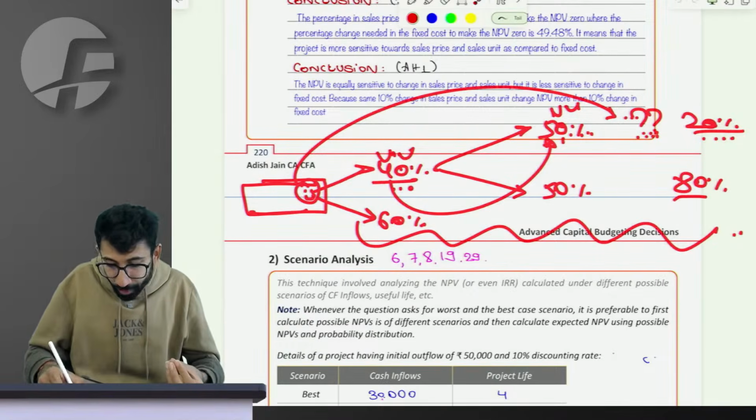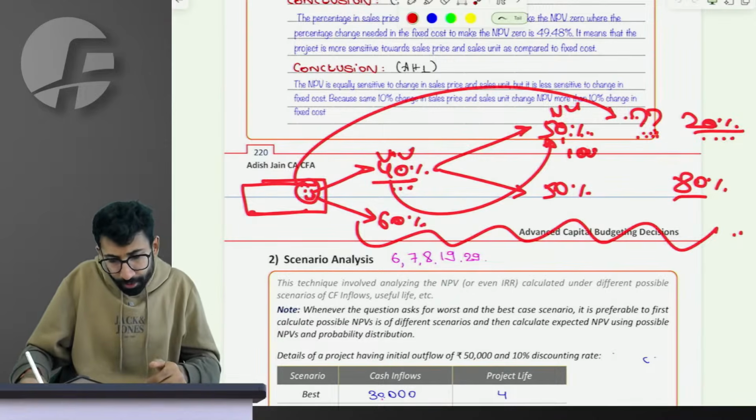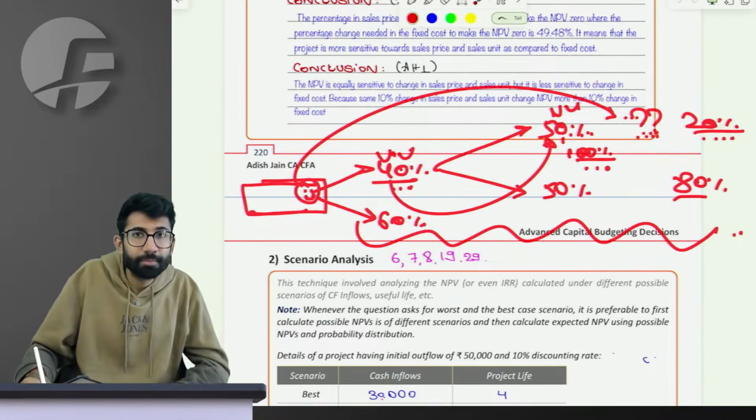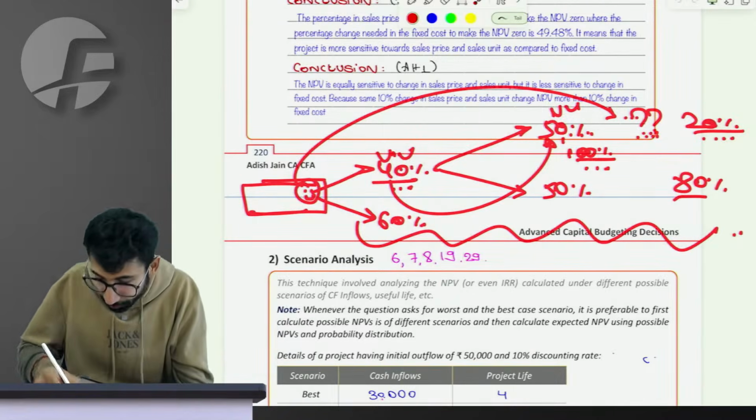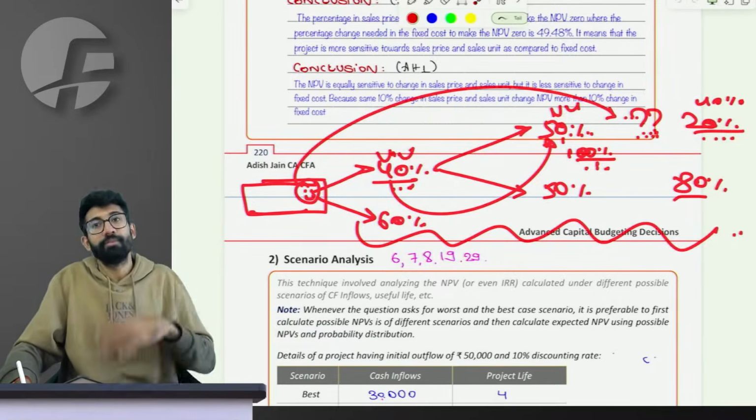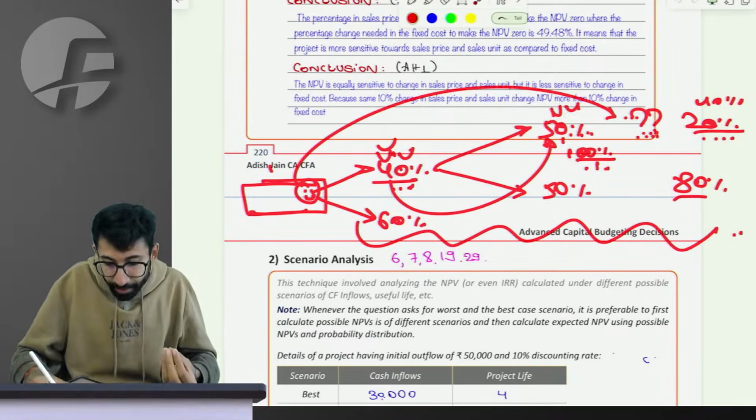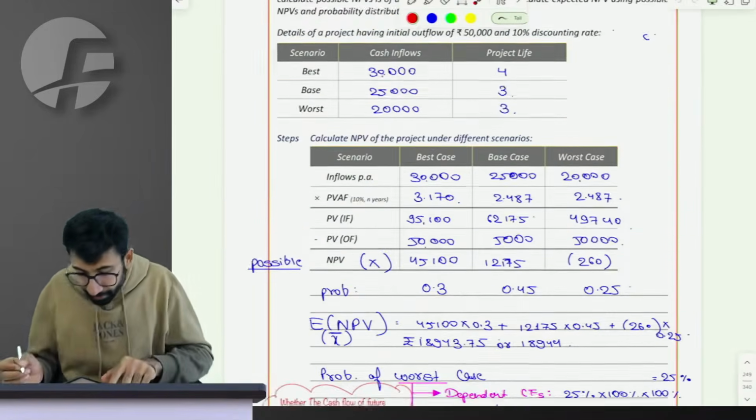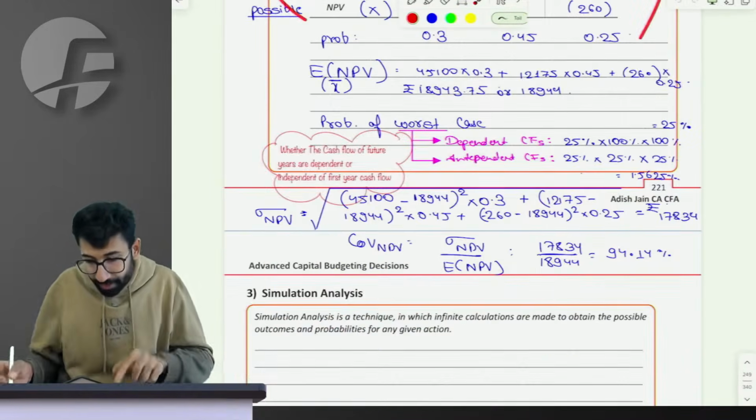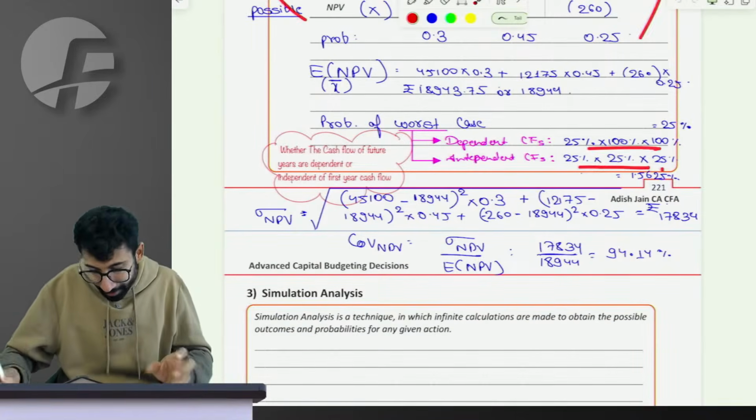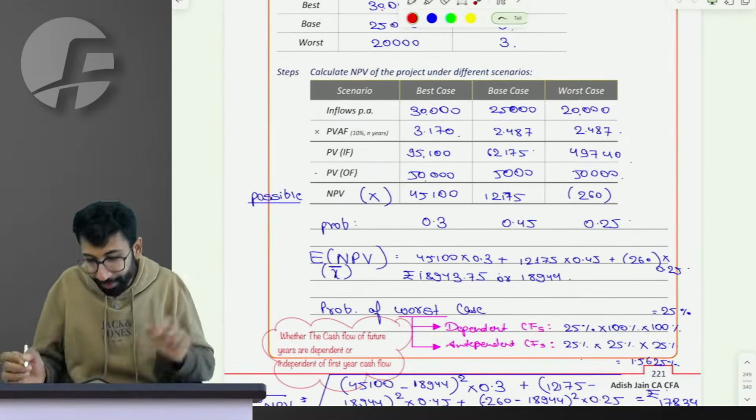Similarly, if you clear foundation, then there is a 100% chance, suppose, that you will clear inter. So if I ask you what is the probability of you clearing inter, sir, 40 into 100% is 40%. That is not the case in case of independent events. Two events are independent. Yes, that is what we have done in this case, and that's how we have calculated the probabilities of cash flows being dependent or independent.